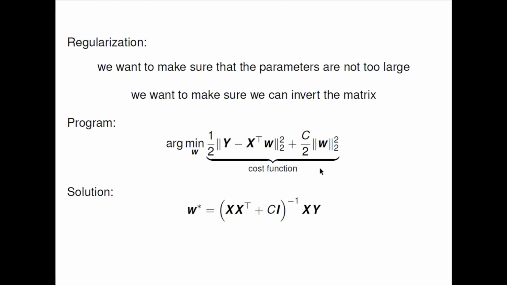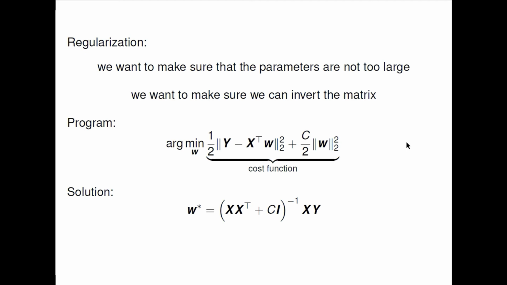So in order to prevent that, we introduce this term C by 2 norm w squared, where C is a constant and is greater than 0. So that's a parameter value that's in our hands. Then we get the solution as (X X transpose plus C times I) inverse times X y. And since C is greater than 0 and I is the identity matrix, this inverse will always exist. So we can always find w star, our parameters.